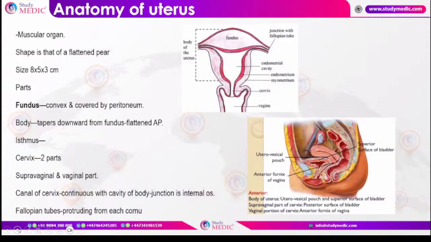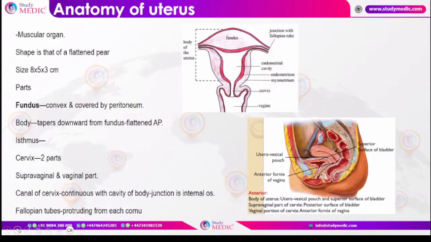Okay, so uterus, we know it is a muscular organ. The shape is that of a flattened pear. The size in the non-pregnant state measures 8 by 5 by 3 centimeters. Now the uterus has two main parts. You have the body of the uterus and you have the cervix. In the body, you have the fundus, and then you have the body, and then you have the cervix. In the cervix, there are two parts, supravaginal part and the vaginal part.